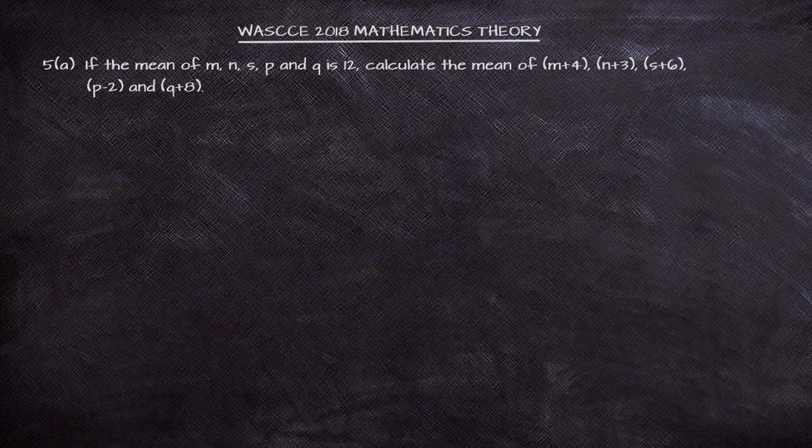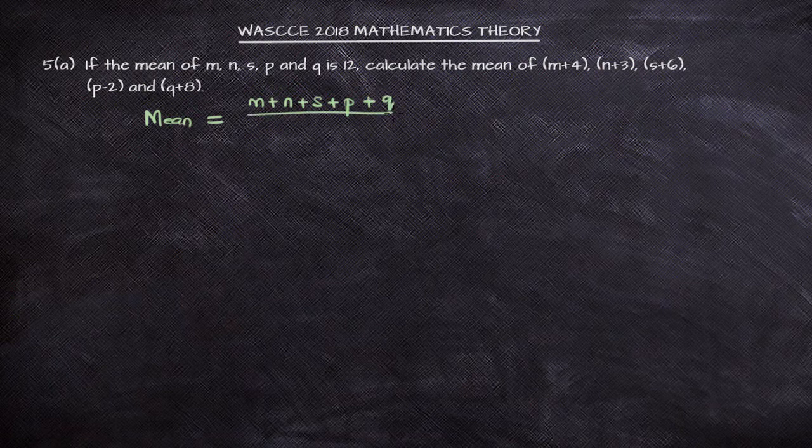Now, in this section here, question number 5a, the mean of m, n, s, p, and q is 12. We are to find the mean of n plus 4, n minus 3, s plus 6, p minus 2, and q plus 8. Now, originally, how do you find the mean of a set of numbers? We find the mean by adding the numbers all together and dividing by their frequency.